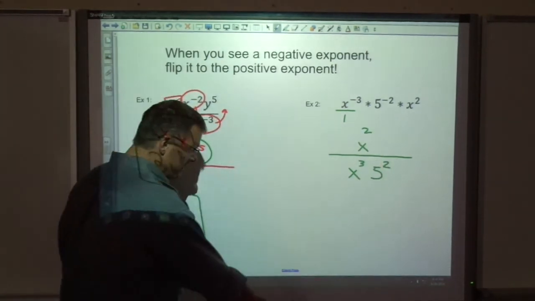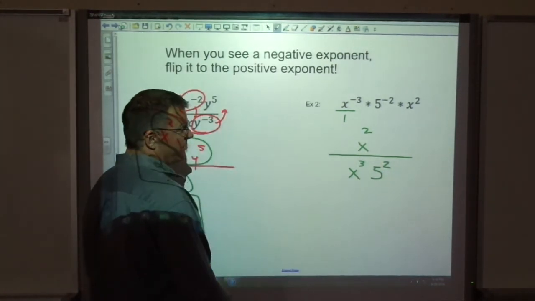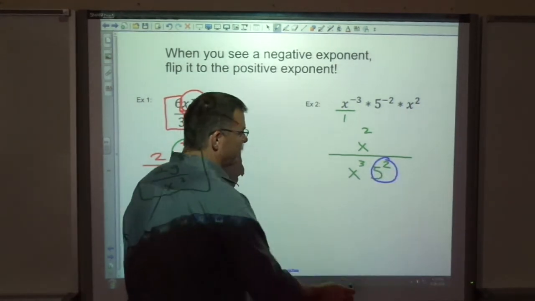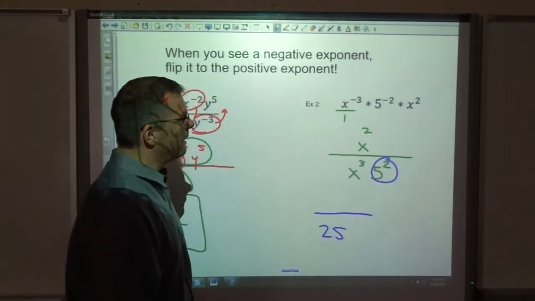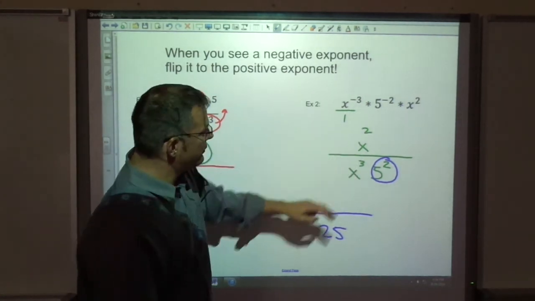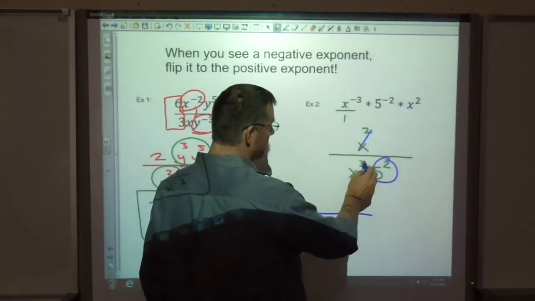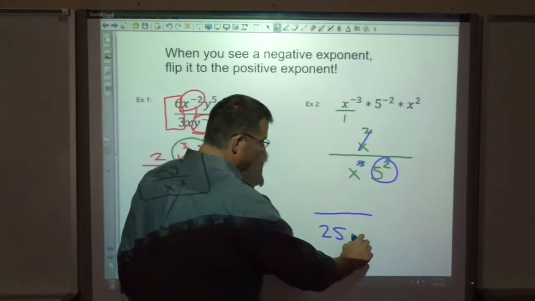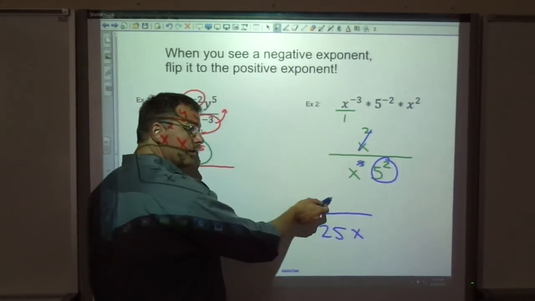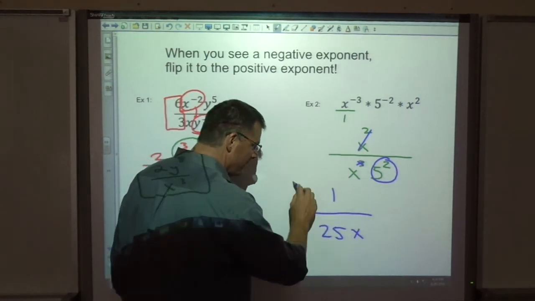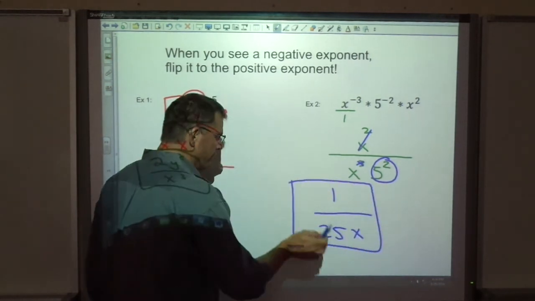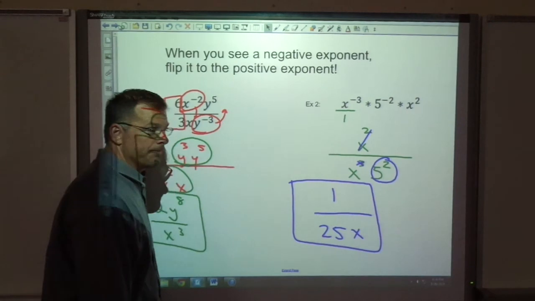So here's this. Now let's figure out what to do. 5 squared, we know that's 25. It's going to stay in the bottom. And our x's, 2 of these cancel with 2 of these, leaving 1 left. So we've got 1 left. Should we put a 0 on the top because it's all gone? No, remember, it's always 1. So we've got 1 over 25x.